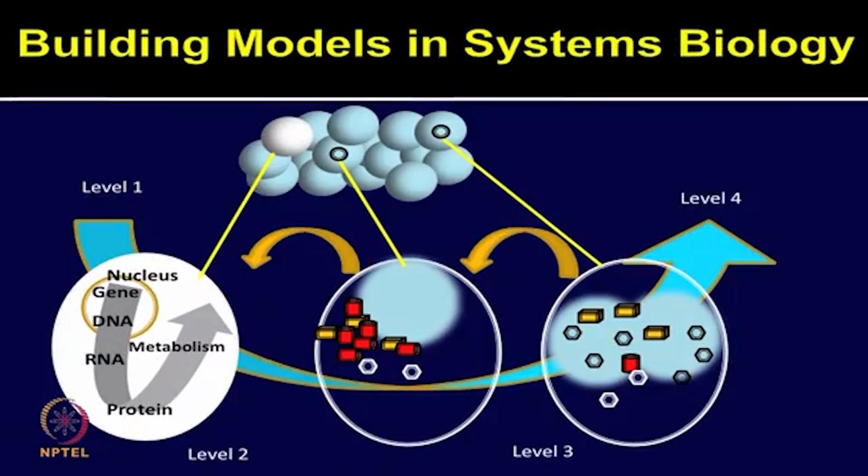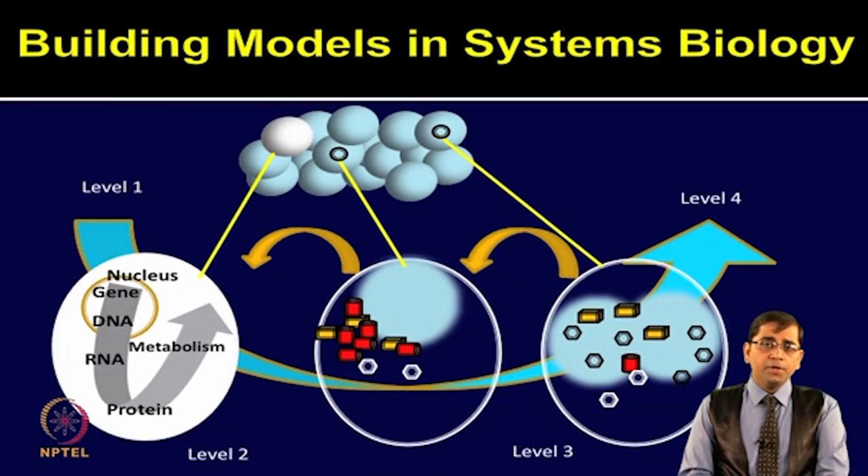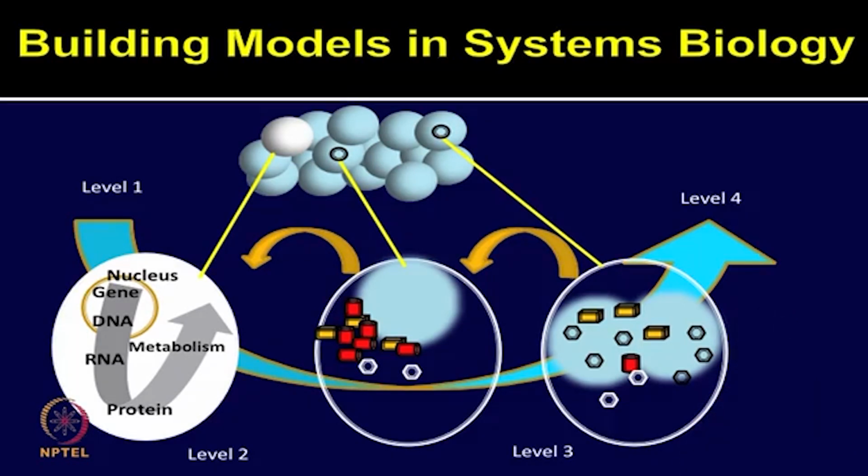To build the models in systems biology, information is generated at different levels. Level 1 such as DNA and gene expression, level 2 the intracellular networks, level 3 cell and transmembrane signals, and level 4 integrated organ level information.